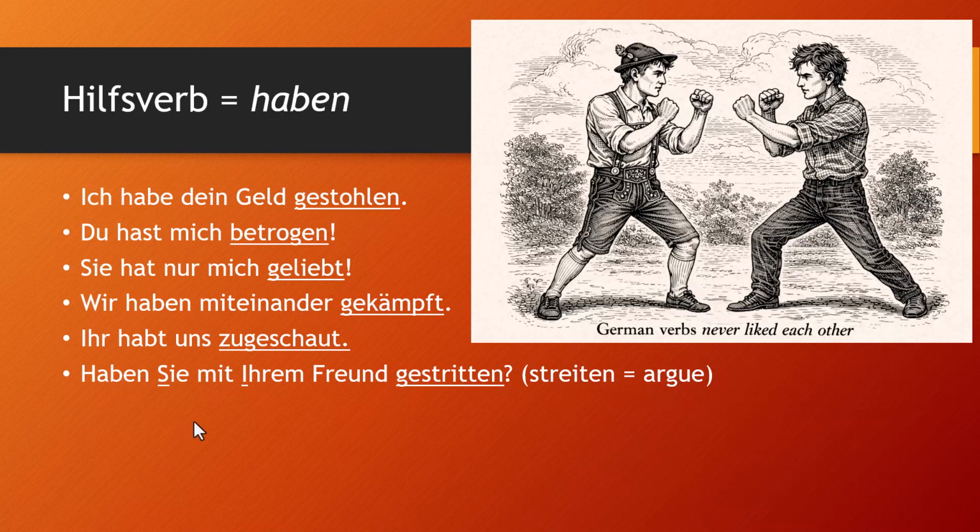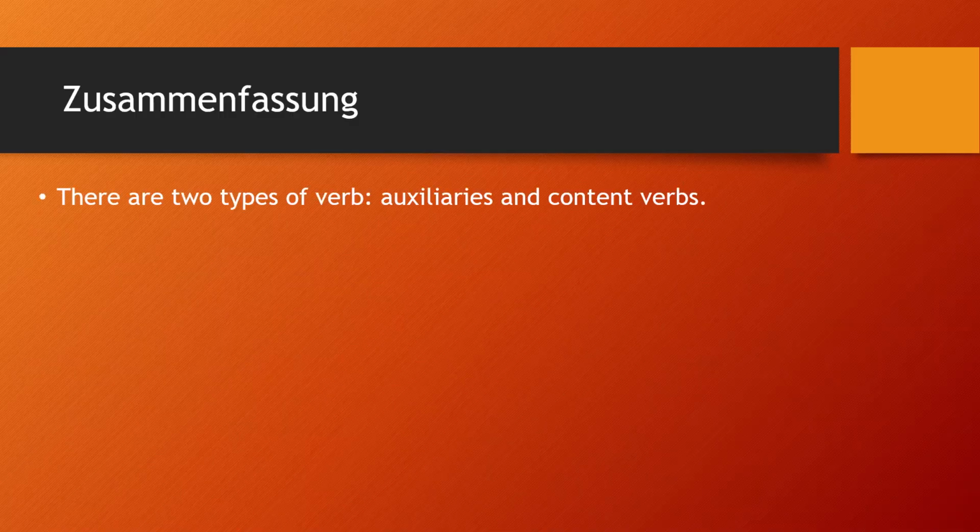Haben Sie mit Ihrem Freund gestritten? Did you, sir or ma'am, with your friend, fought or argued? Did you fight with your friend, ma'am or sir? Okay, right. So we see the same pattern for modal verbs, the same pattern for the future tense with werden, and the same pattern for the past tense with haben, right? The auxiliary verb in the second spot, the main verb all the way to the end.